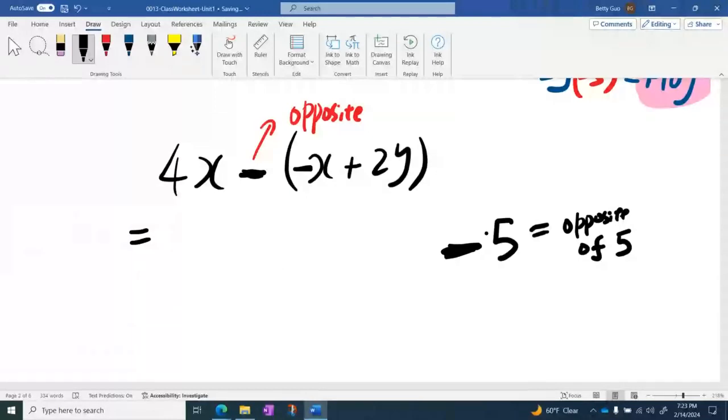For example, what's the opposite of negative 5? What's the opposite of negative 5? Opposite of negative 5, what is it?